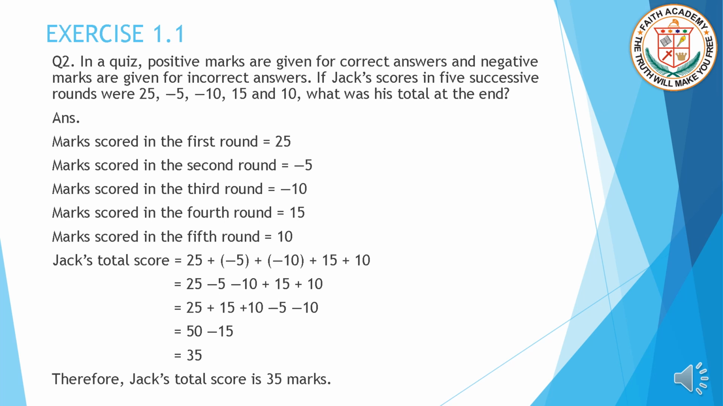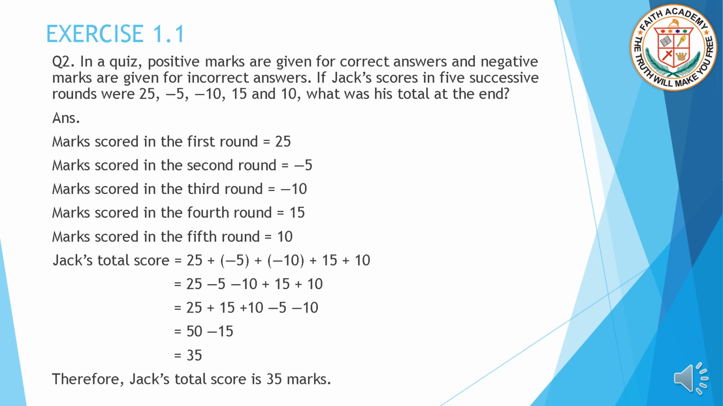Now here we can see that two signs are coming together. So we will use the rule of sign. Now what does the rule of sign say? It says that when two different signs come together, then we have to make it into one sign. So plus and minus becomes minus. So again in the next step we will write 25 minus 5 minus 10 plus 15 plus 10.